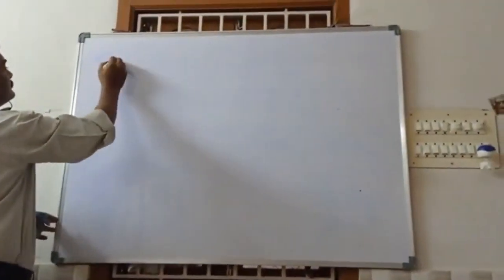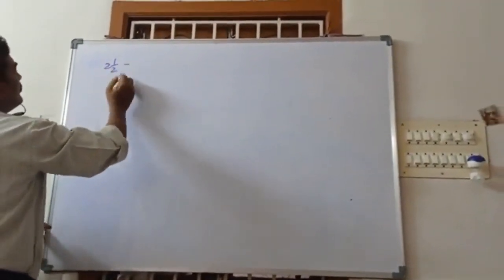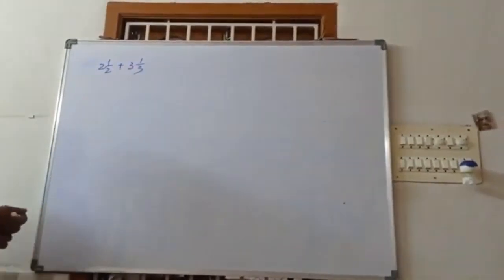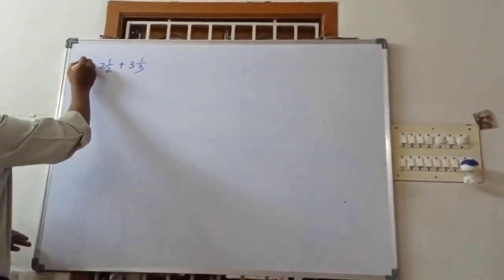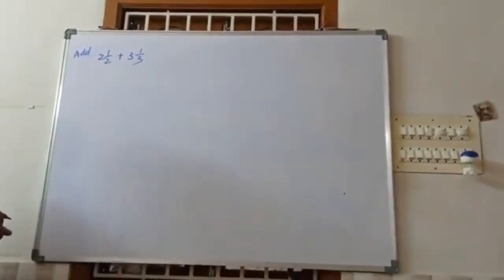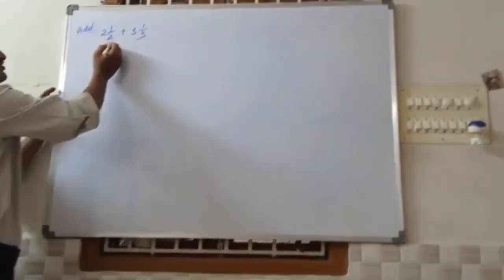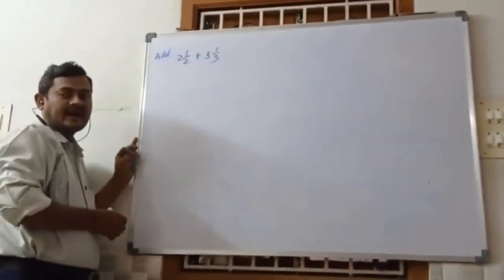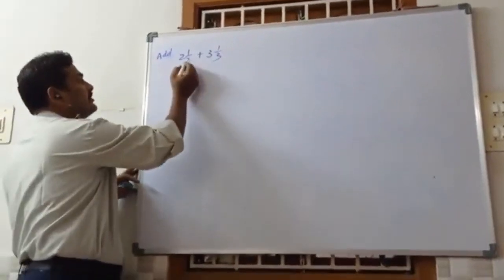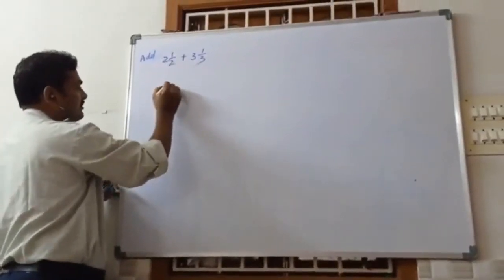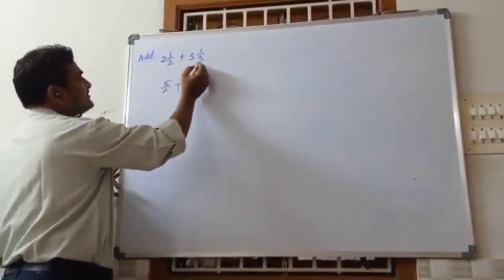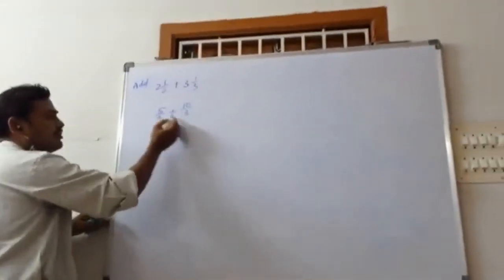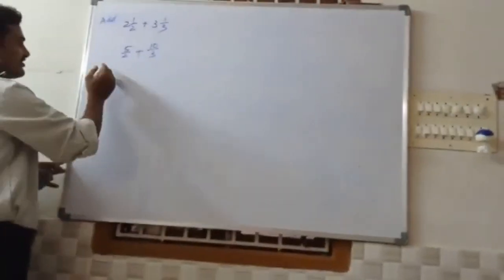Now look here: 2 1 by 2 plus 3 1 by 3. Now we want to add two mixed fractions. First convert the mixed fractions into improper fractions, then we go for add or subtract. 2 2s are 4, 4 plus 1, 5 by 2, plus 3 3s are 9, 9 plus 1, 10 by 3. Now these two are unlike fractions.